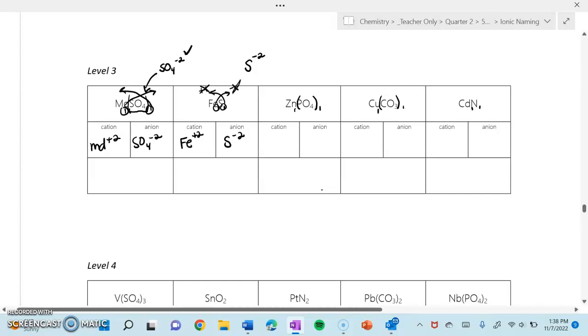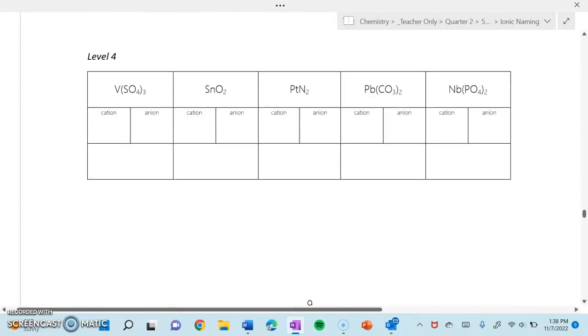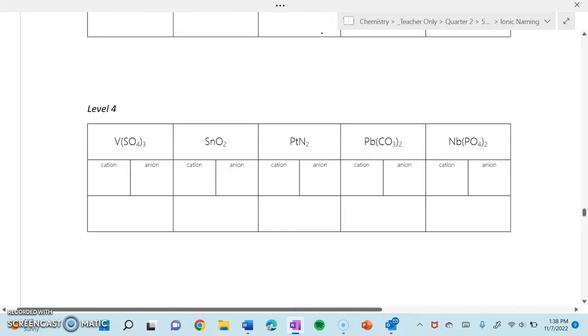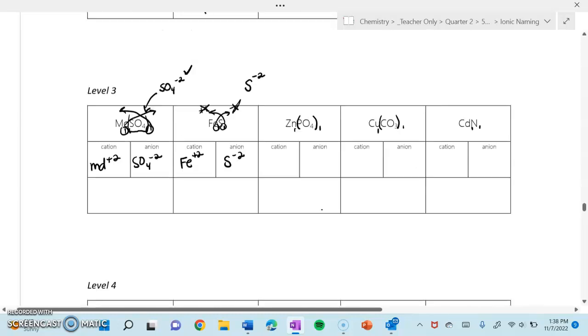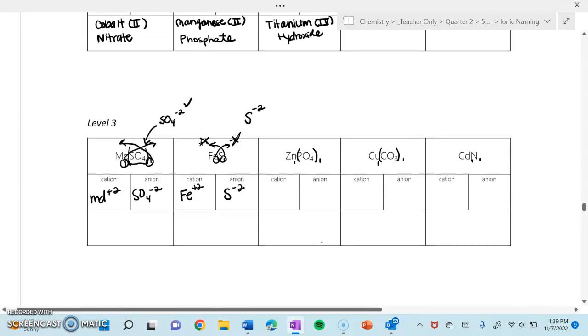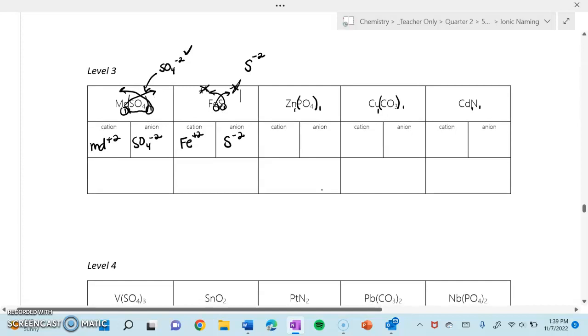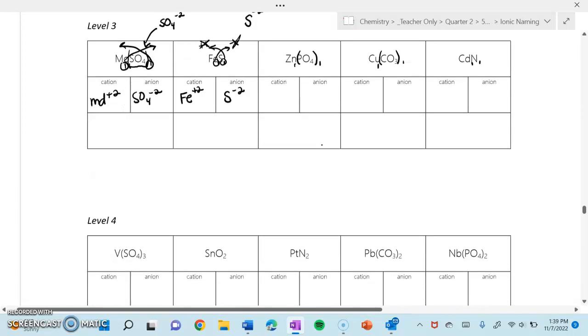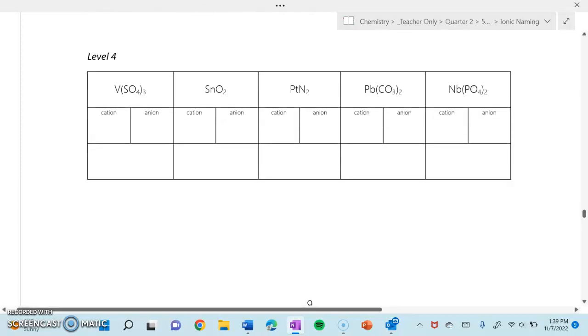I'll let you finish these 3. And level 4. Alright, so now we've got reducing and polyatomic ions all at play here. And it's more than just a 1-to-1 ratio. So level 3 is a 1-to-1 ratio for everything, which means all of our cations and anions will be a 1-to-1 ratio in their charge as well. Now level 4, we have another level because they're different charges. So same process as level 3, thinking about charges when we do the crisscross.